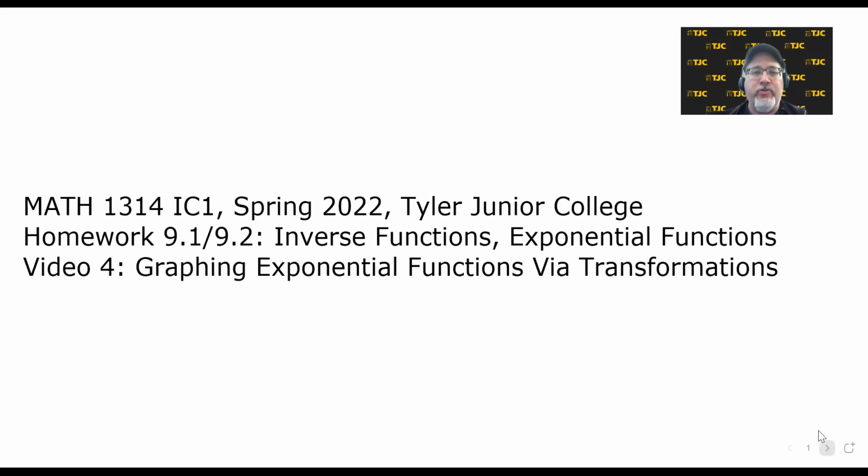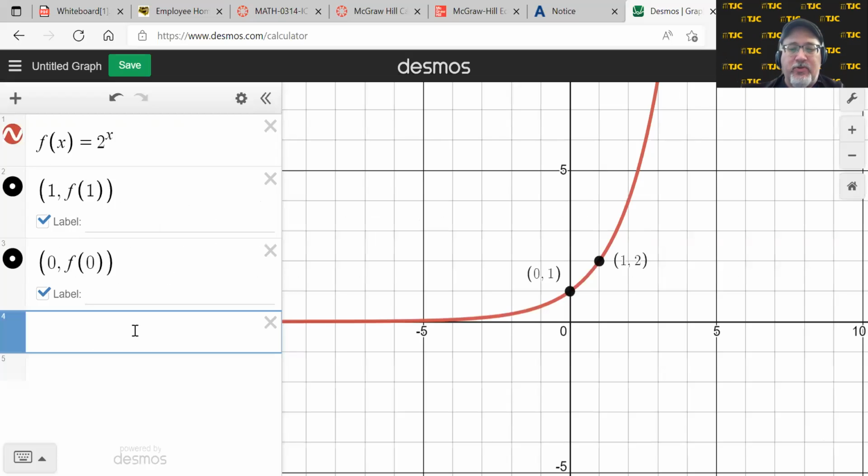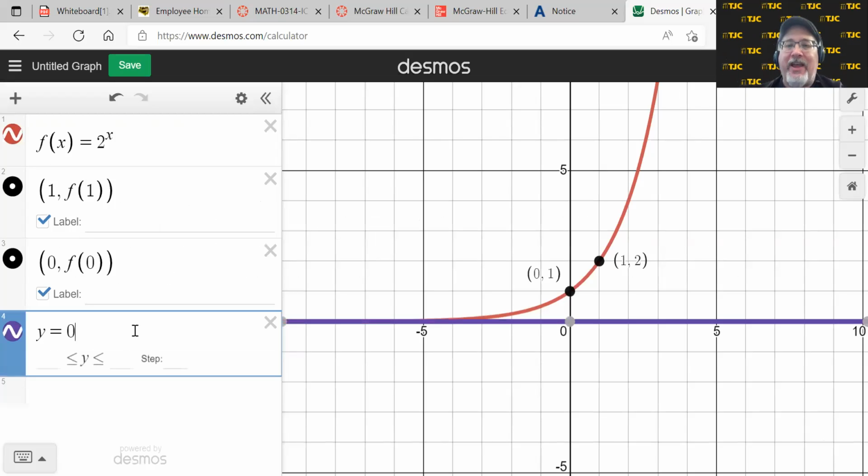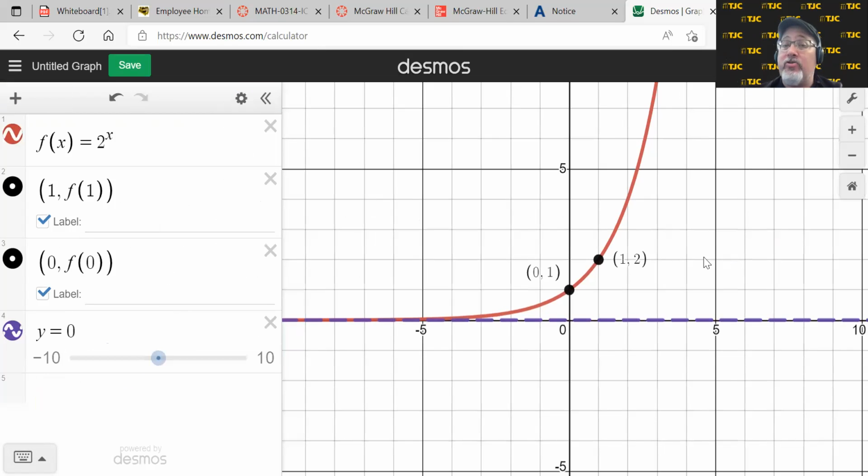All right, so we're going to do this by taking something that we know and trying to figure out the impact of adding or throwing some extra numbers into the function. So we're going to start with an original function of f of x equals 2 to the x power. Now, I've already got this graph pulled up in Desmos, so I'm going to remind you what it looks like. It does have a horizontal asymptote at y equals 0, aka the x-axis. Let's make that asymptote dotted because it just looks more like one if we do that.